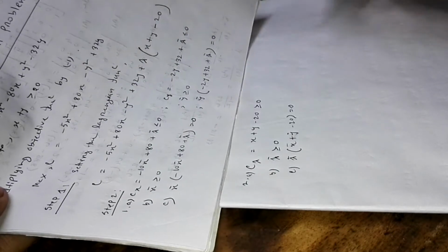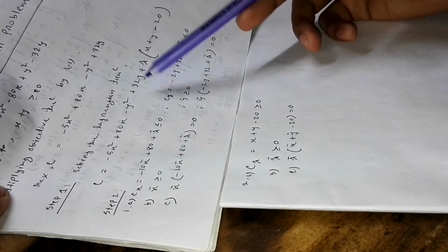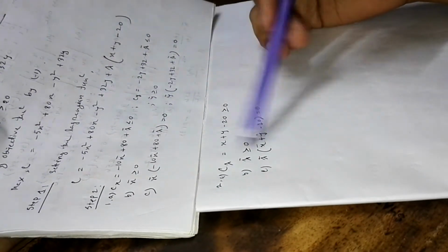Okay, so this is our Kuhn-Tucker condition, which is the first order condition of our Lagrangian function with respect to x, y, and lambda. So what we have to do is just now test these things as usual, like the previous solution.